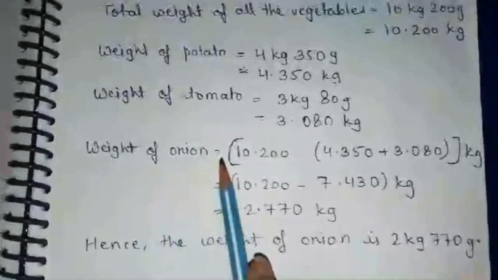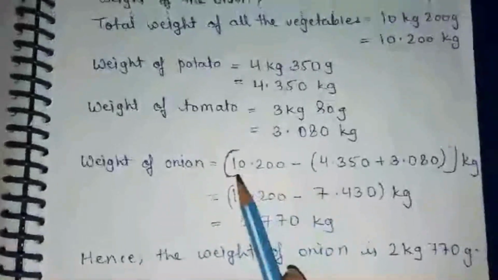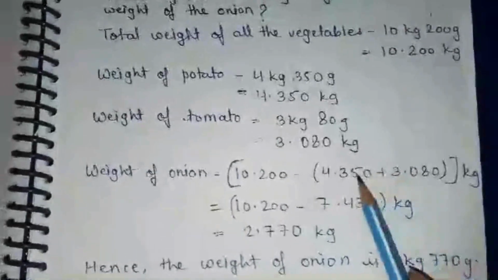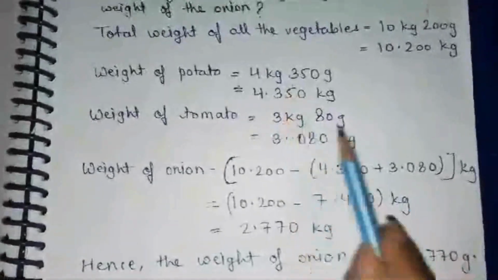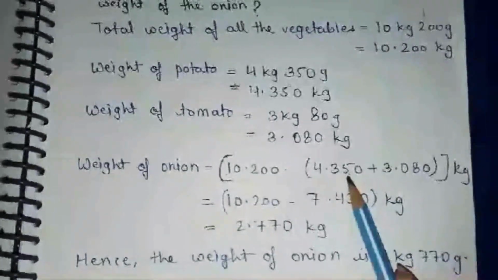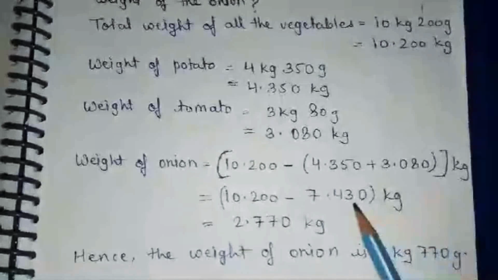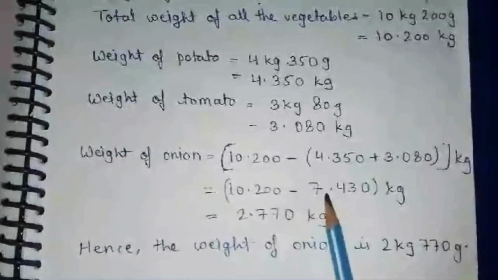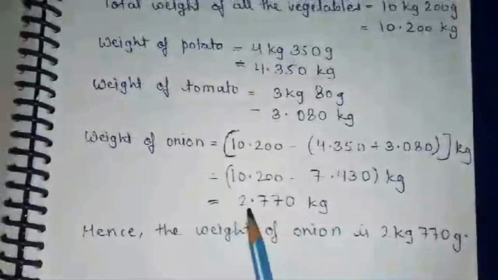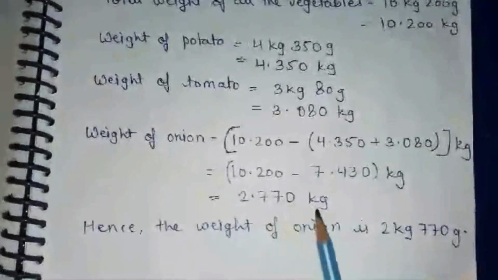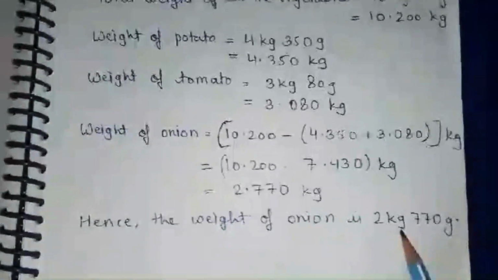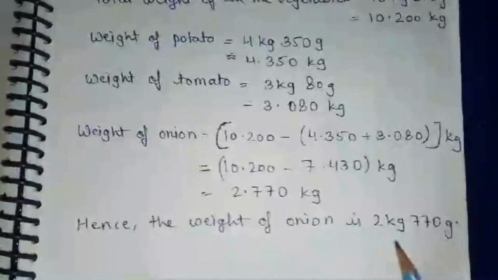Now the weight of the onion is equal to the weight of all vegetables minus the weight of potato and tomato. First add the weight of potato and tomato, then subtract from the total weight of the vegetables. So 2.770 kg. Hence the weight of the onion is 2 kg 770 grams.